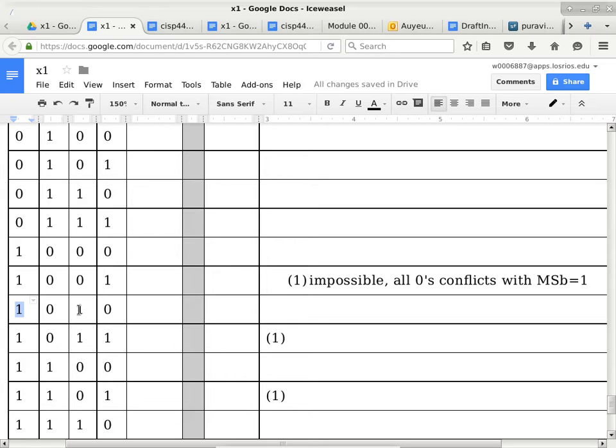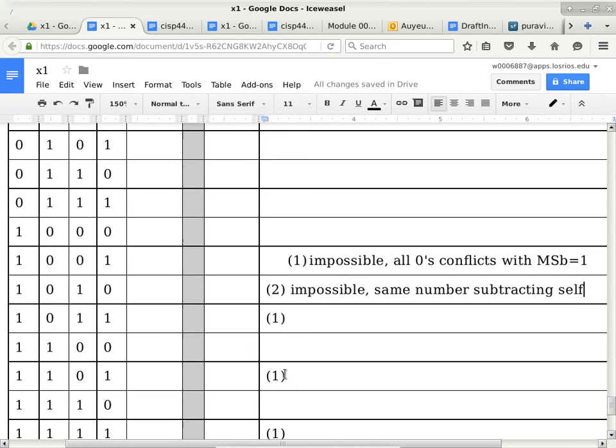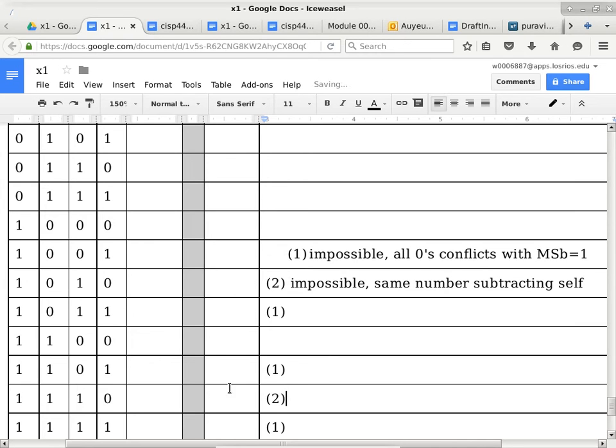The two numbers are identical. If two numbers are identical, then you'll be subtracting a positive number from a positive number, or subtracting a negative number from a negative number. In both cases, having a non-negative result makes sense. So that's why this pattern is the same way. So you can say note 2, impossible. Same number subtracting self cannot result in the wrong sign. Everywhere you see this pattern, you just refer to 2.